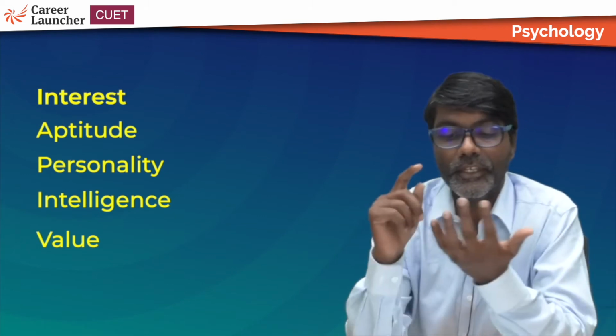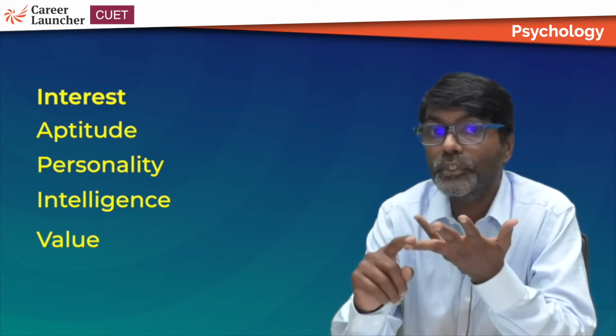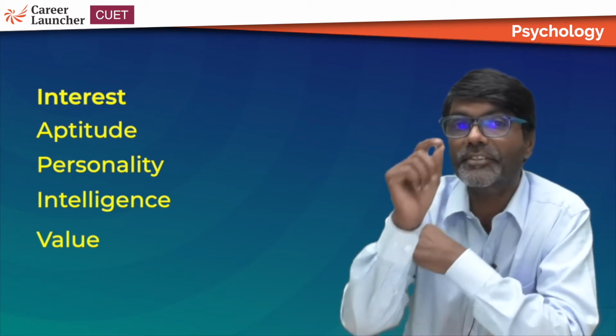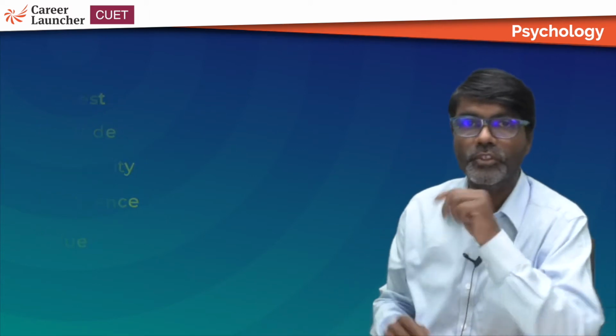Again repeating, interest, aptitude, personality, intelligence and values. Let's take quickly each one of those, and if you get this part solidly, you will be on a very strong foundation to understand every single chapter subsequently. Let me start first of all with intelligence.